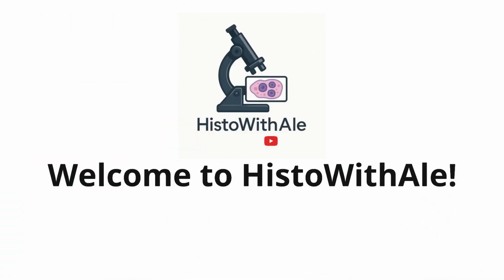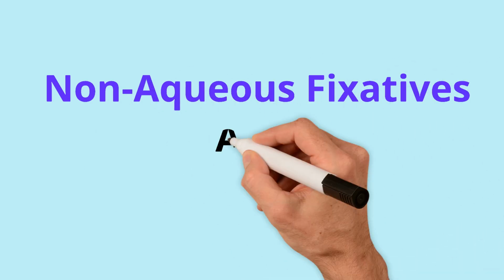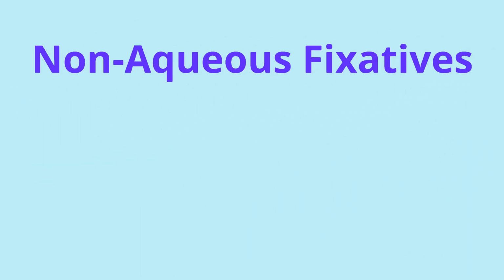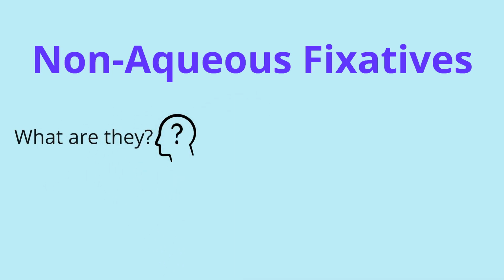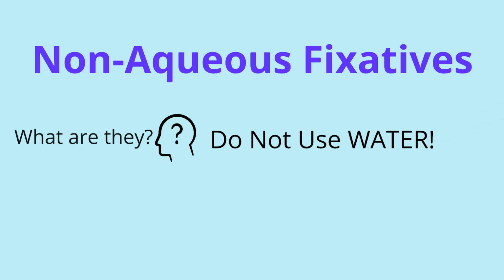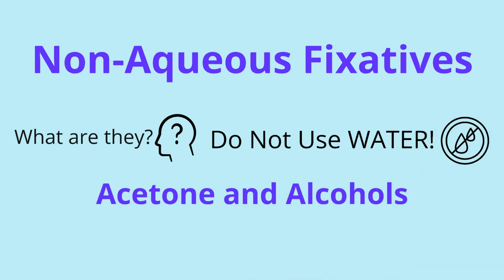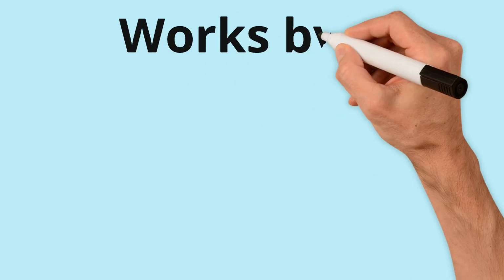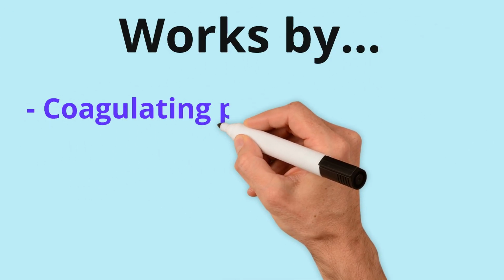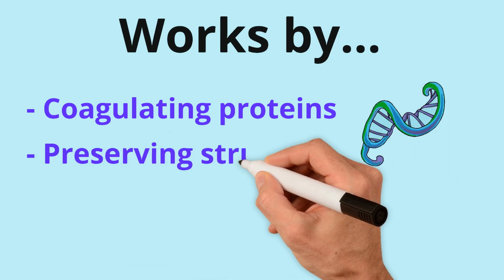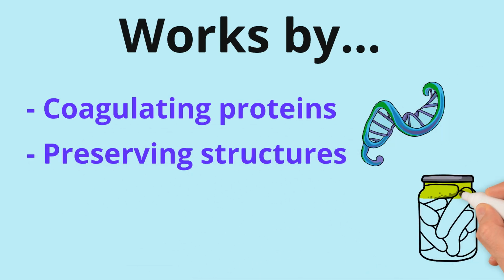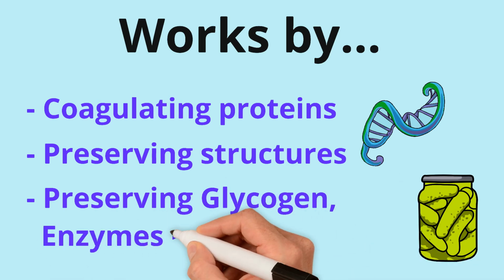Today we're going to talk about non-aqueous fixative and transport solutions. Non-aqueous fixatives. So, what are non-aqueous fixatives? Basically, they are fixatives that don't use water, like acetone and alcohols. These work by coagulating proteins, which helps preserve certain structures. They are great when water-based fixatives could damage or dissolve delicate things like glycogen, enzymes, or crystals.